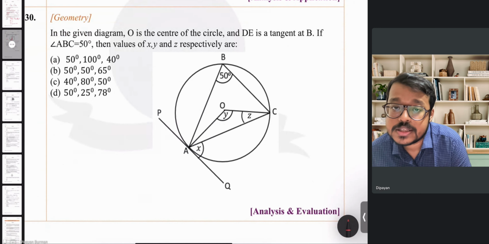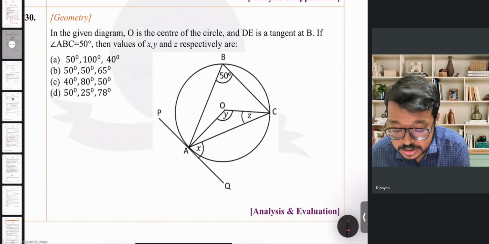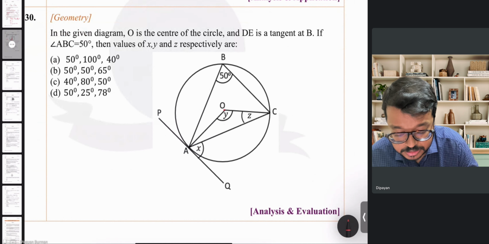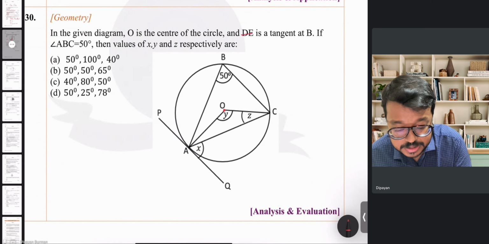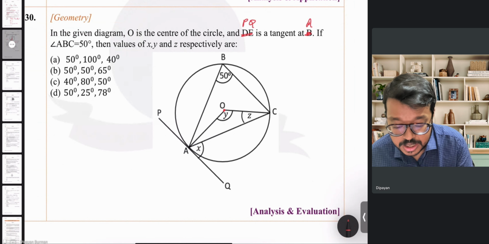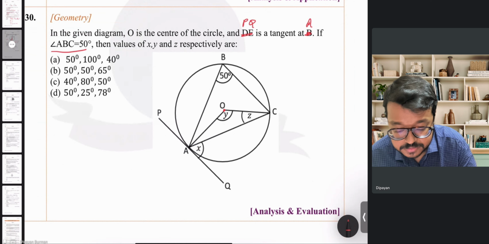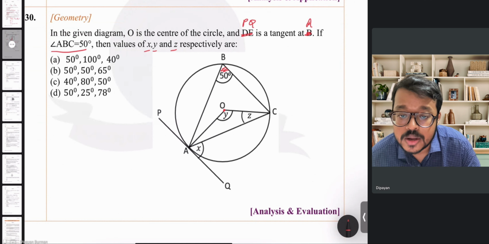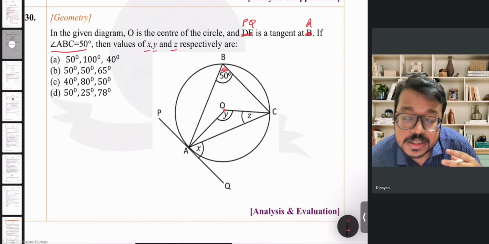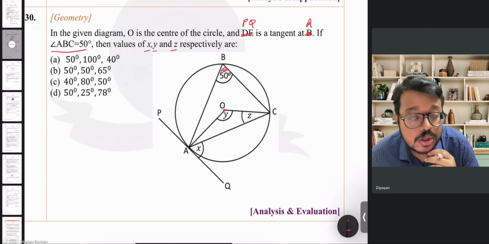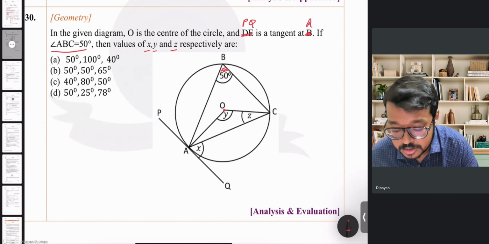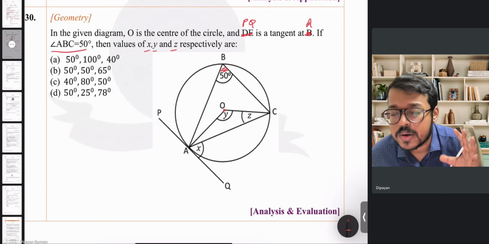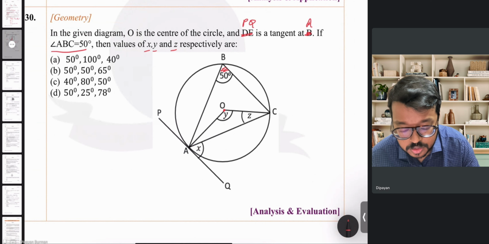Then let's look at this last question for now. Question 30. O is the center of the circle, and question should be that PQ is a tangent at A according to the figure, and one measure is given, angle ABC is 50 degree. Then value of X, Y and Z. Now the good thing is that we have to find three missing angles, but at least the values in the options are good enough for me, I don't need to exactly find out all the measures.